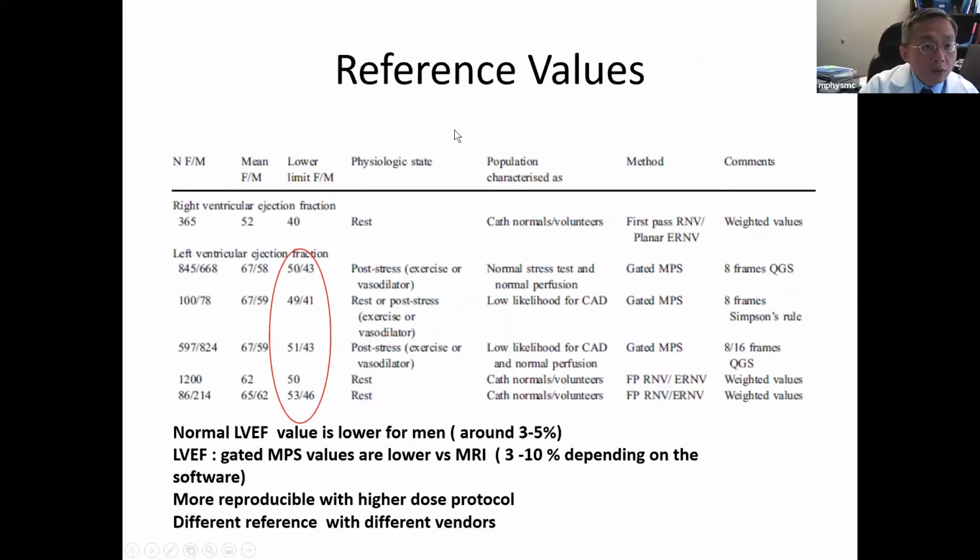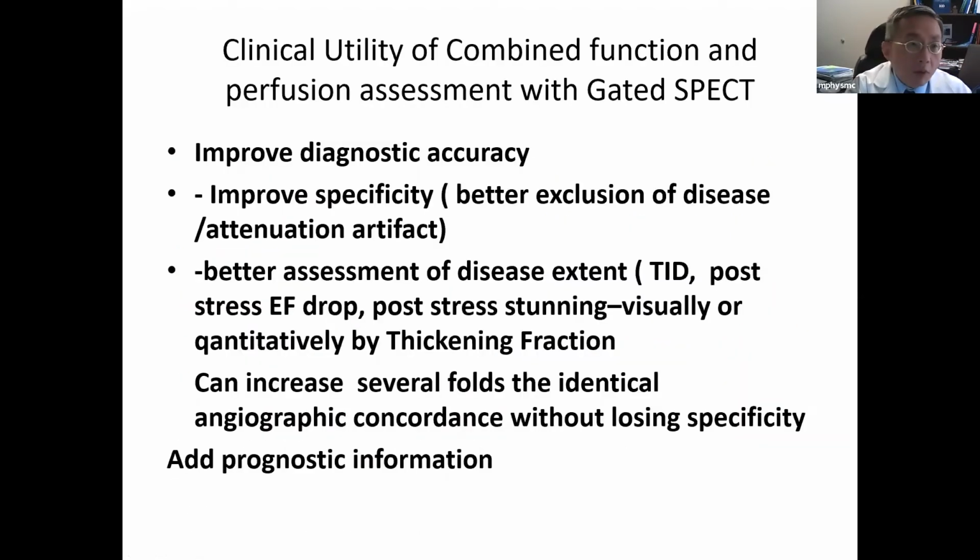So the reference value, what's the normal value? You can see, this has been studied. This is a little bit lower than what we usually get from echo or MRI. So 50% we consider normal, especially for a male, okay? And again, the other thing is image quality. If you have a higher dose, the EF is more reliable.